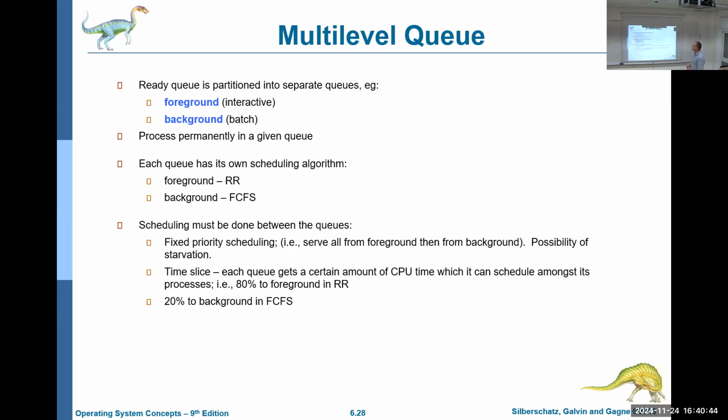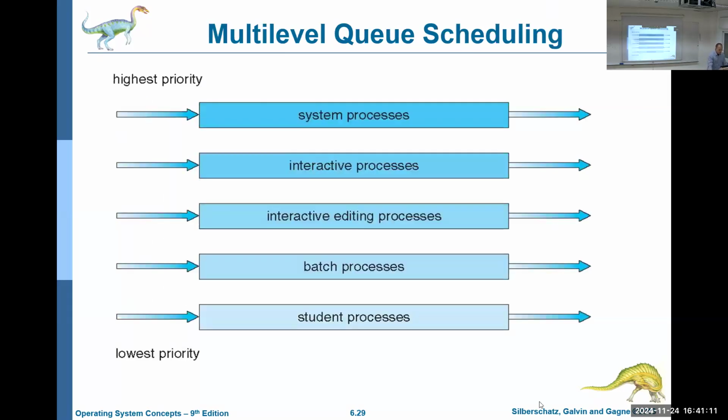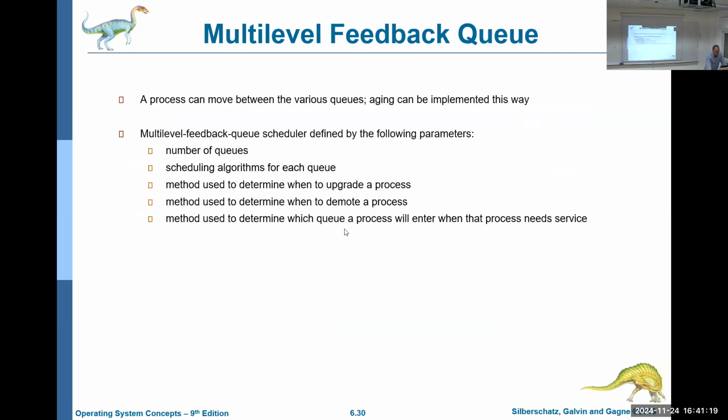Time slice. Each queue gets a certain amount of CPU time, which it can schedule amongst its processes. So I give, for example, 80% to the foreground. The foreground is round robin. I can do 80% of the time here, 20% here, 80% here, 20% here. When it's got its 80%, it can divide it up among its processes. Okay, that's one idea. So here you just say, here's like 5 queues, fine. Not so important. Here's the multi-level feedback, which is what I was talking about before.